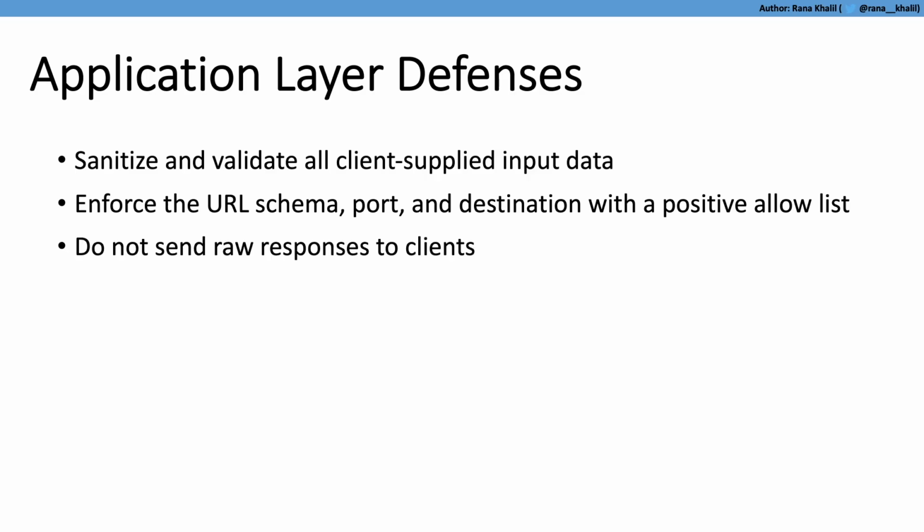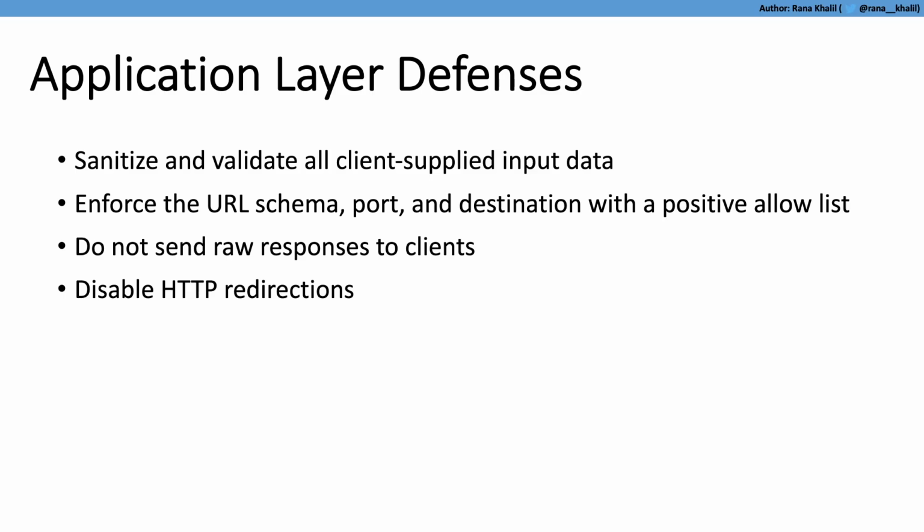If it's not, then the request should be rejected automatically. Next, you should not send raw responses to the clients. So remember in one of the examples, we requested localhost/admin, and then the admin page was automatically displayed to us. So that's a raw response. Instead, what you should do is send a custom response with what is expected from this page itself. So if the page is expected to display the number of items that are left in stock, then it should only be displaying a single field, which is the number of items that are left in stock, and not the raw response of the application.